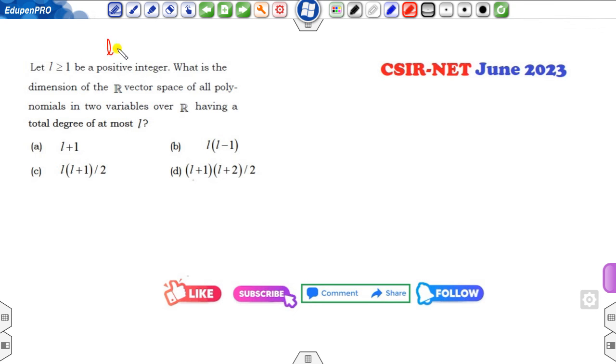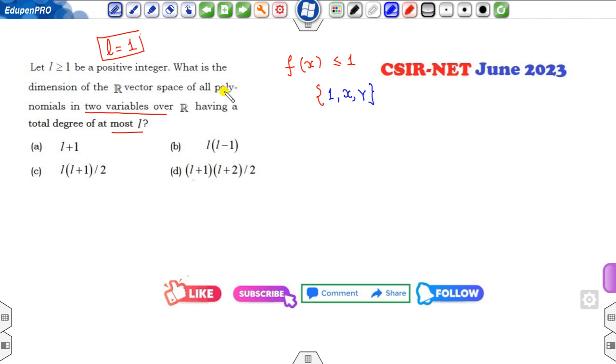L is greater than 1. I can choose L as 1. Which of the following is the dimension of all those polynomials of 2 variables? When L is equal to 1, they have degree at most 1. A function of degree at most 1. So what is the polynomial of degree at most 1?